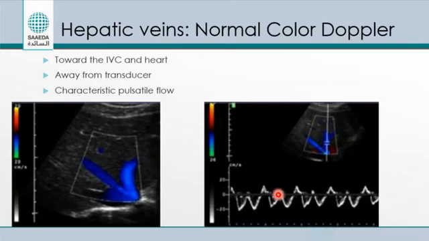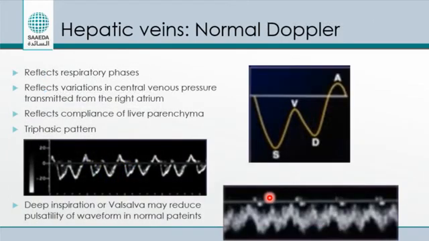So the hepatic veins will also reflect respiratory phases and variations in central venous pressure transmitted from the right atrium. It reflects compliance of the liver parenchyma. It has a triphasic waveform, as we said, systolic, diastolic, kick. Deep inspiration or Valsalva may reduce pulsatility of the waveform in normal patients. So if with breathing, the pulsatility will be disrupted. So try to take the portal Doppler signal in suspended breathing, and don't breathe.